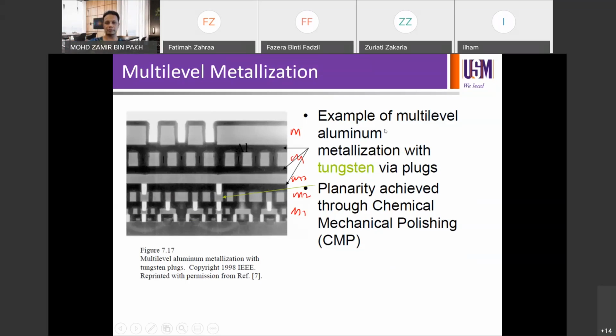Example of multi-level aluminum metallization with tungsten plugs, tungsten via plugs. So tungsten via, which you asked about the other day. So tungsten in the via. You pattern the via, then you deposit tungsten, you CMP the tungsten, and then you're ready for your next metal layers. Planarity achieved through CMP. Remember the role of CMP is to planarize the deposited surface so that you don't have bumps before your next lithography process, or else you'll be out of focus. Your DOF, whatever parameters that you have in the lithography process, right?